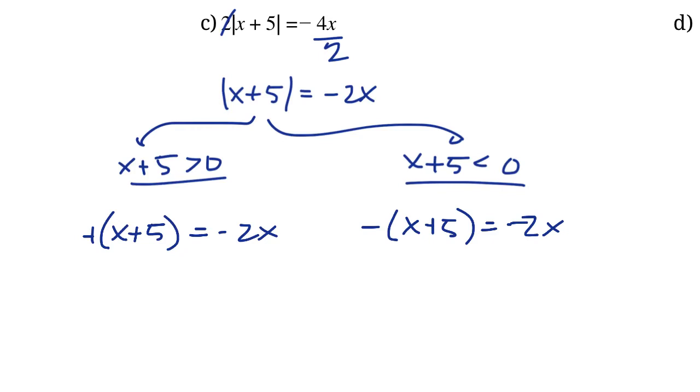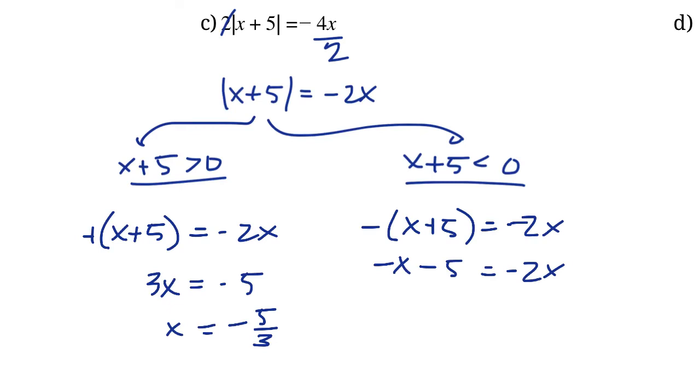And these are just two equations we can solve very easily, right? So if I solve this, the left side is going to be 3x equals negative 5. So x is going to equal, let's just keep it as a fraction, negative 5/3. And on this side, if we solve this one, that's going to be negative x minus 5 equals negative 2x. So if I solve that one, x equals 5. Solving that pretty easily, x equals 5. So we have our two possible solutions.